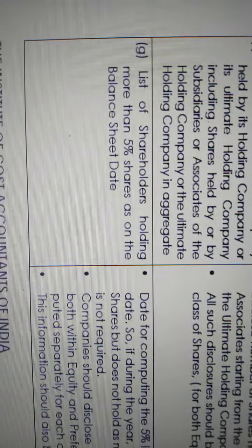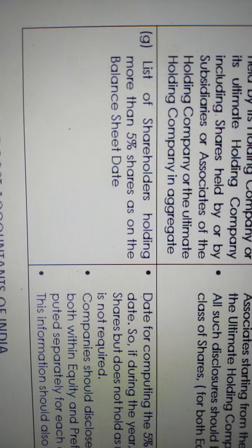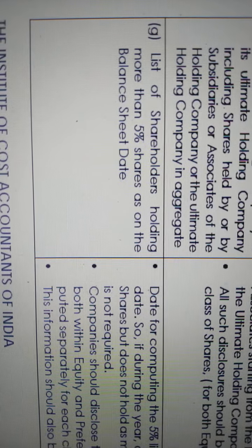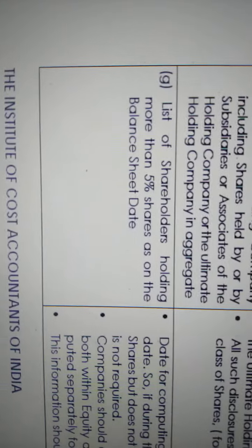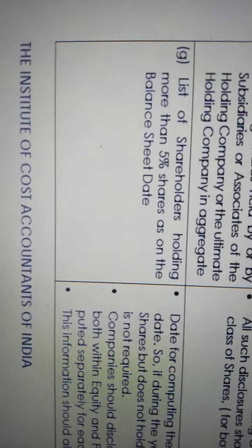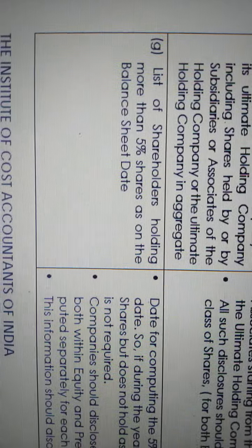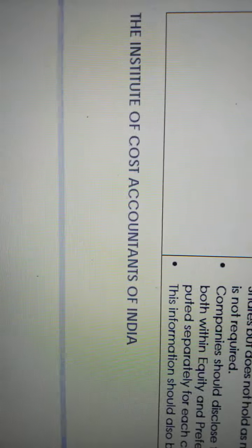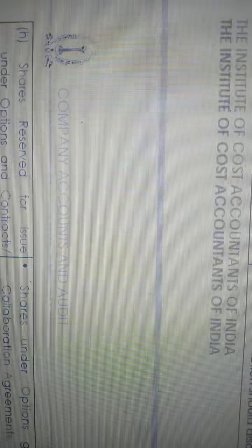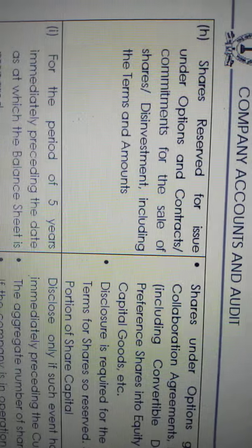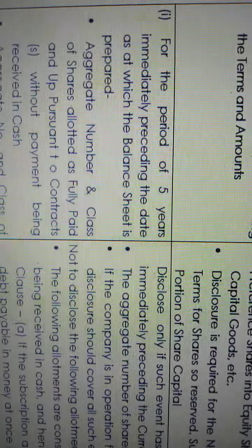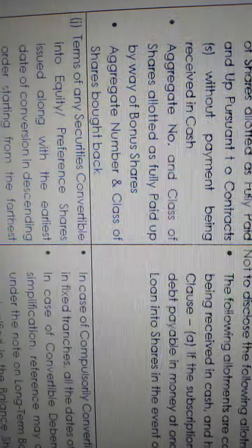Then one more purpose you remember: if anybody is holding more than 5% shares, then I have to give some disclosure regarding that also. Out of my total number of shares, if anybody is holding more than 5% shares, that also I have to give in disclosure. All these points are not very important, but still you please go through the points. Maybe we can expect 1 mark.